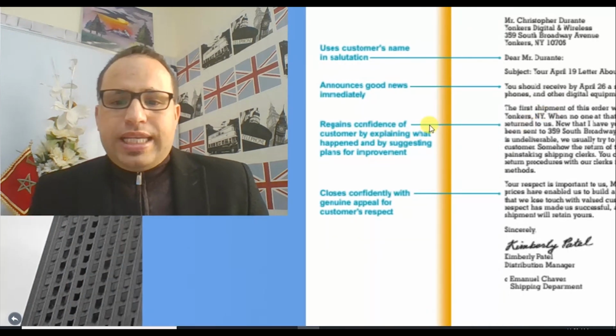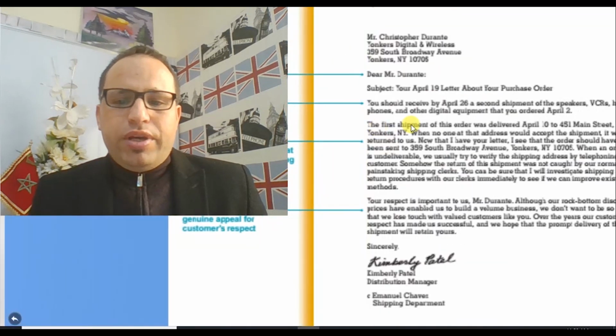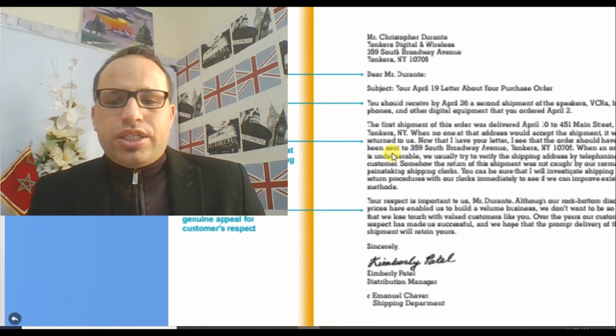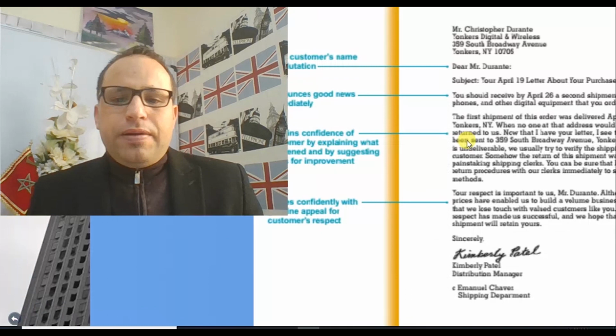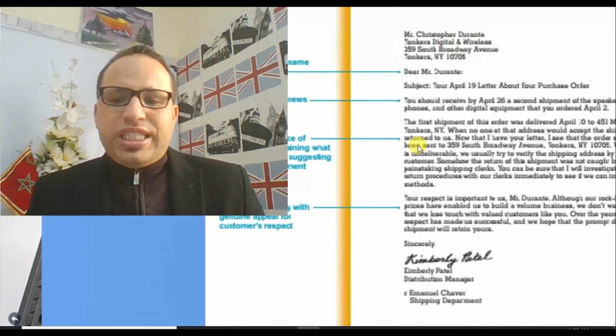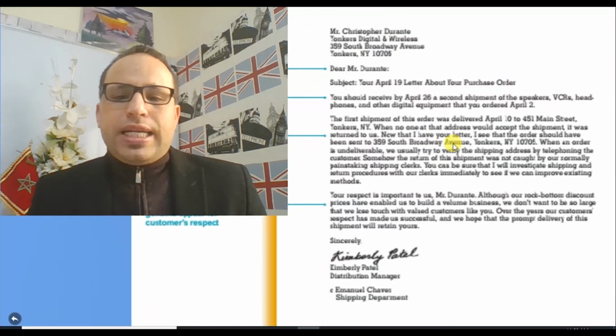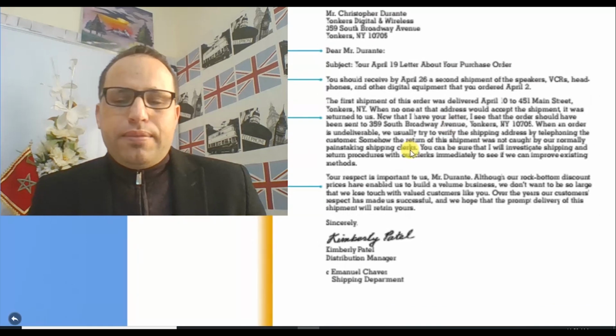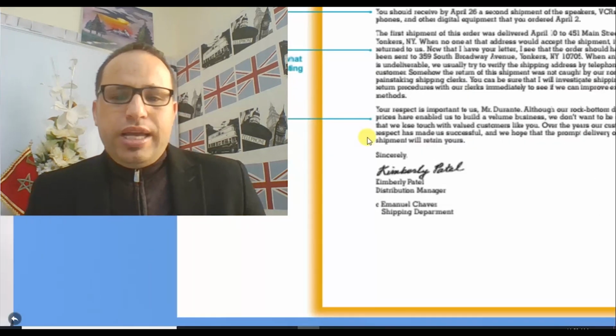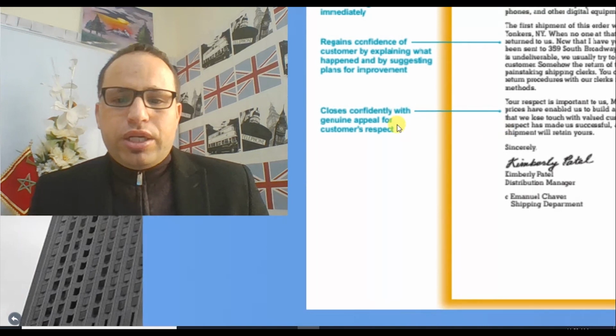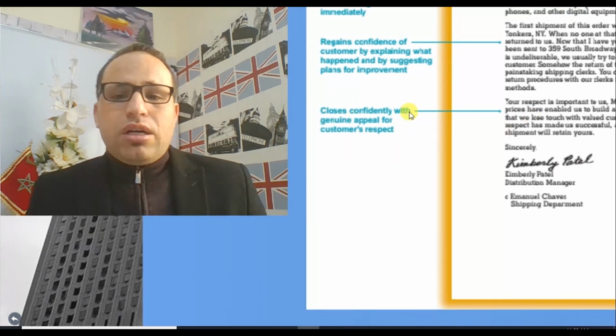In the second paragraph, regains confidence of customer by explaining what happened and by suggesting plans for improvement. Okay, now here the writer is trying to regain the confidence of the customer and suggesting corrective measures to be taken to satisfy the customer. Okay, in the third paragraph or the concluding paragraph, he closes confidently with genuine appeal for customers' respect.